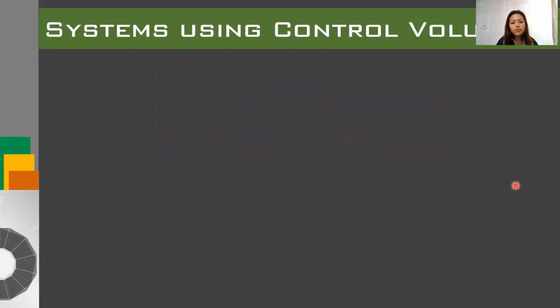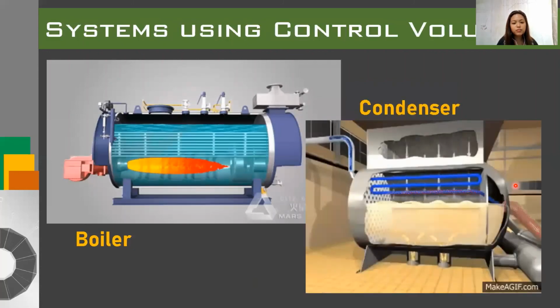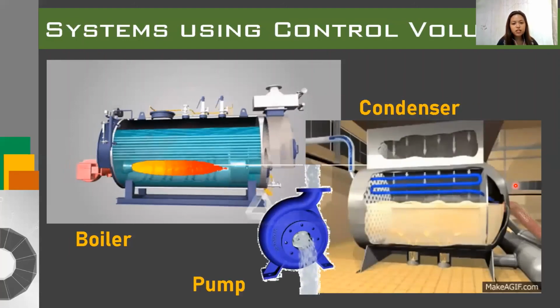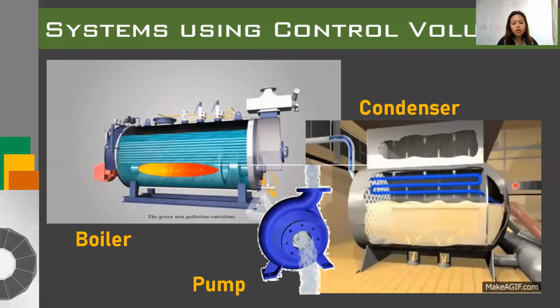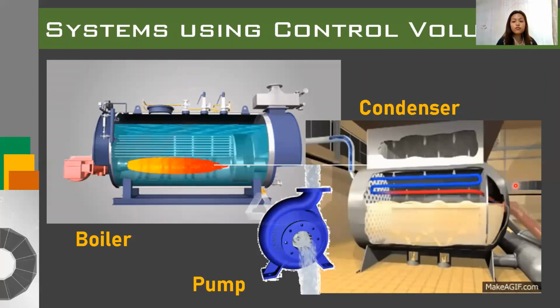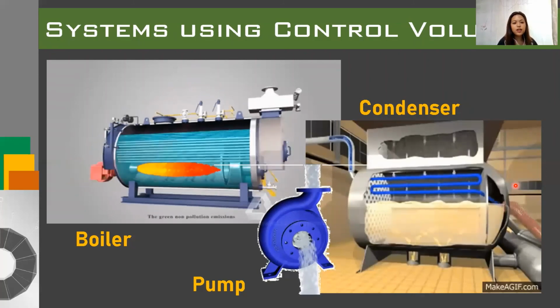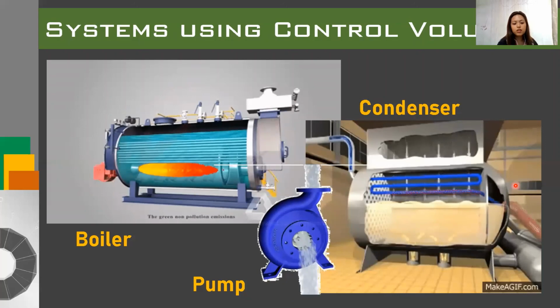Here we have the systems using control volume. We have an example, the boiler, and we also have the condenser. The next topic would be the macroscopic versus the microscopic points of view, and I will be giving sample lecture videos on it. I hope that would be all clear.